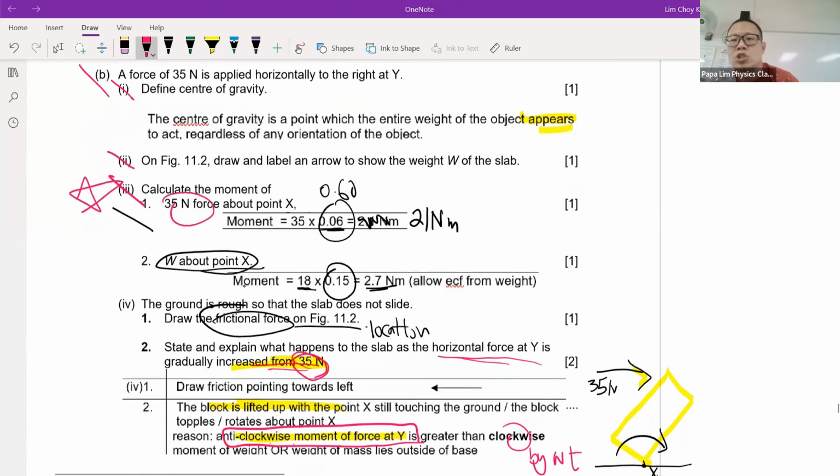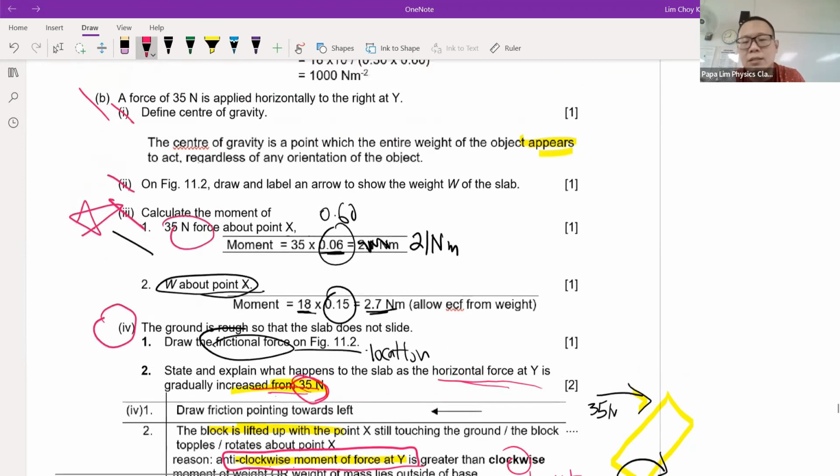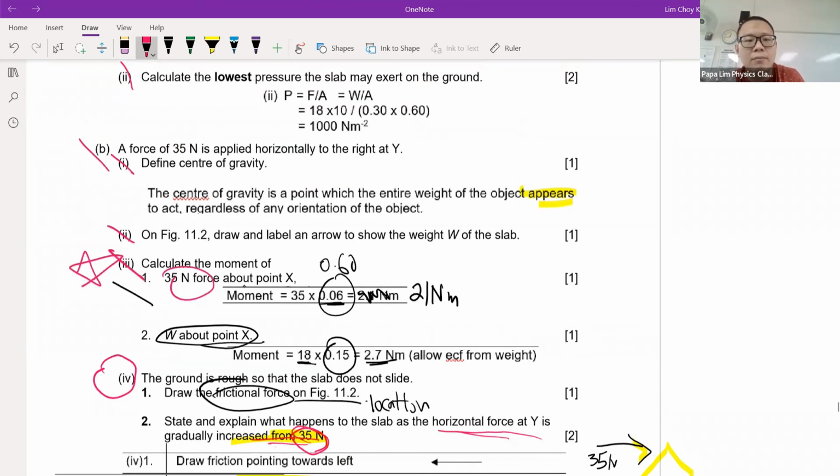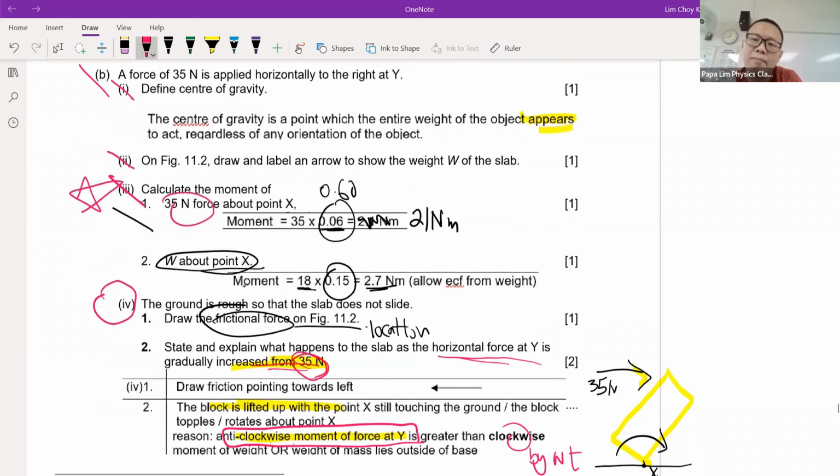What I'm quite shaky about is maybe B part 4, what happens to the slab when horizontal. But part B, part 4 is only a 3-mark question. So out of 10 marks, I'm still confident to get 7.